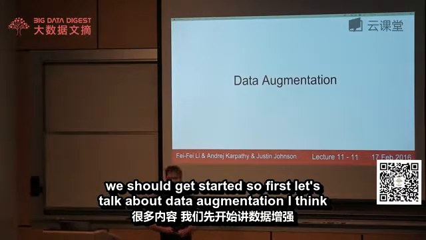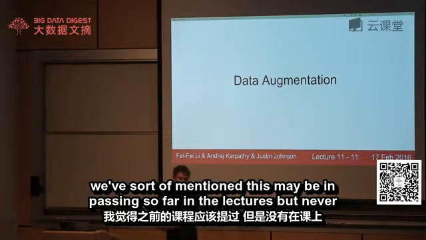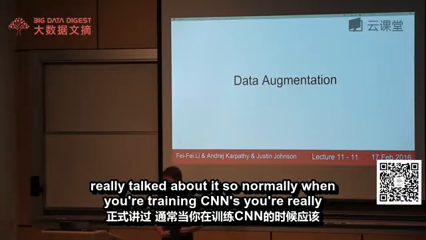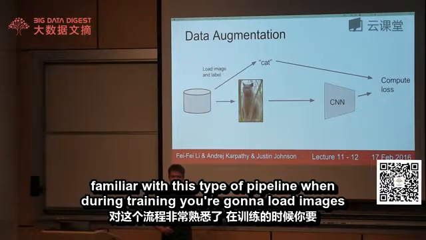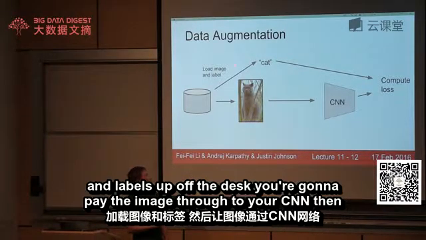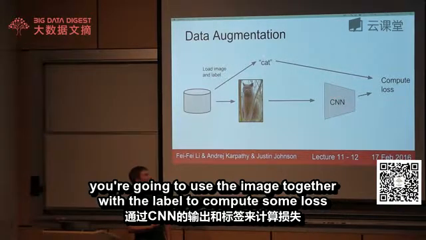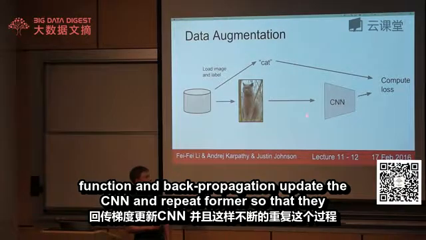I think we've mentioned this maybe in passing so far in the lectures, but never really talked formally about it. So normally when you're training CNNs, you're really familiar with this type of pipeline. During training, you're going to load images and labels up off the disk. You're going to pipe the image through to your CNN. Then you're going to use the image together with the label to compute some loss function, then backpropagate and update the CNN and repeat forever.